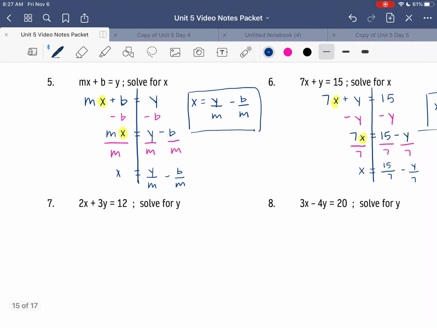All right, here would be a great time to pause and try one yourself. When you're ready to turn it back on, go ahead and push play again and check your work.